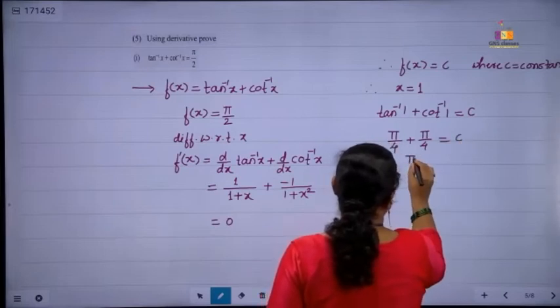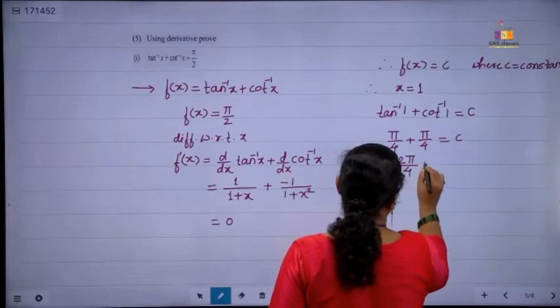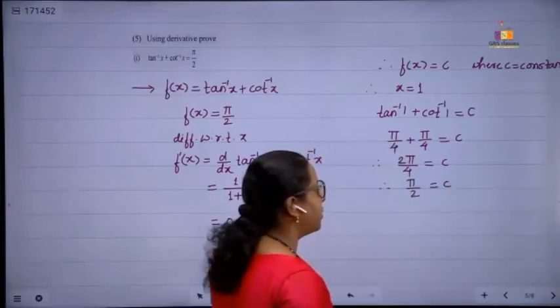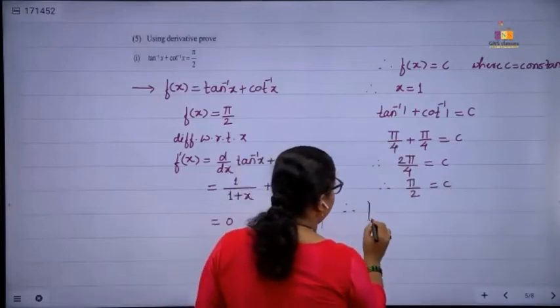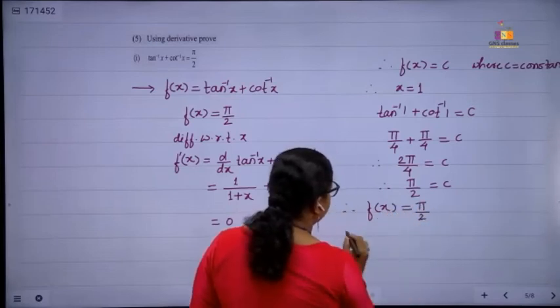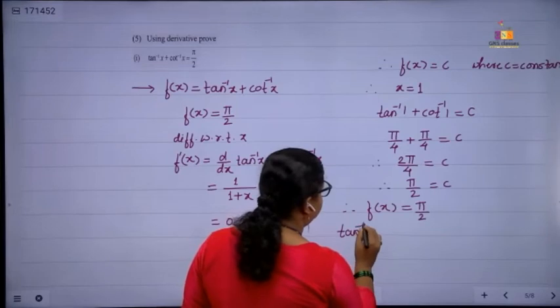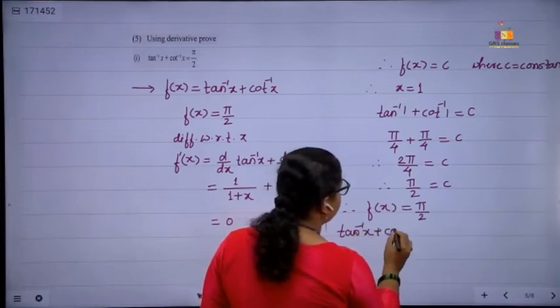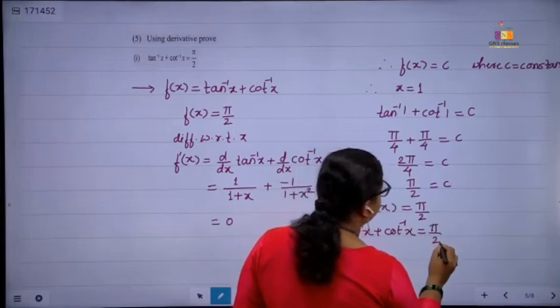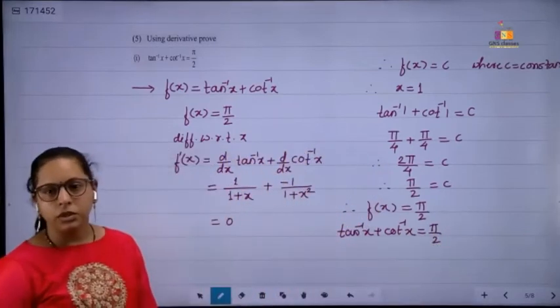Therefore, 2 pi by 4 is equal to c. That means pi by 2. We get value of c, pi by 2. Therefore, f of x is equal to pi by 2. That means tan inverse of x plus cot inverse of x is equal to pi by 2. Have you understood it? Yes. Okay, good. Next one.